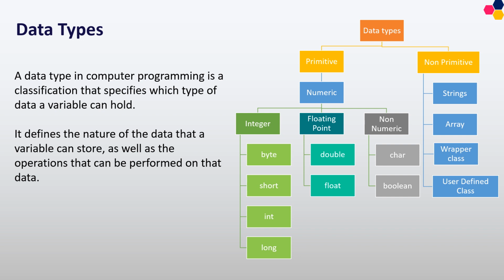Non-primitive data types, on the other hand, are those that refer to objects. They work similarly, but come with additional advantages. Some examples of non-primitive data types include String, arrays, and wrapper classes. These data types play a crucial role in Java programming.